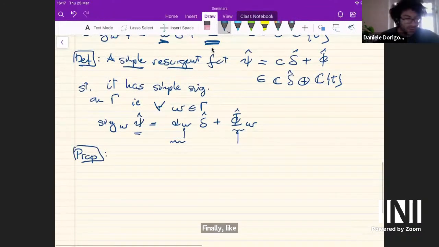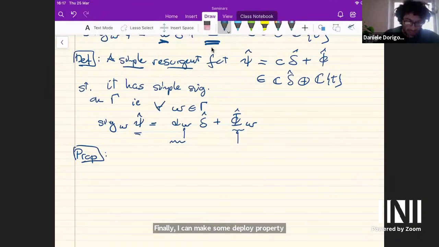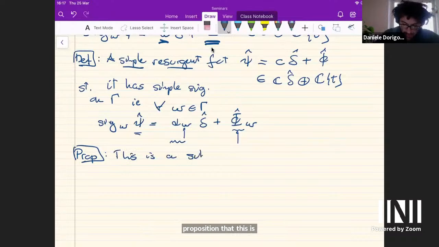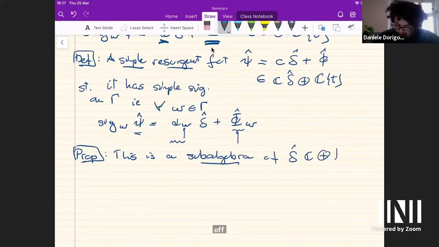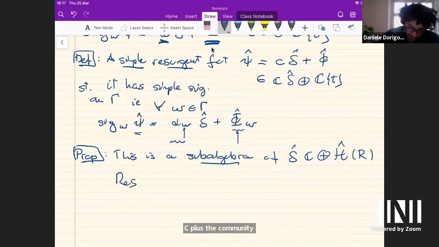Finally, I can mention the following property, the proposition that this is a subalgebra of delta C plus the convolutive algebra. And sometimes it's denoted as res simple.